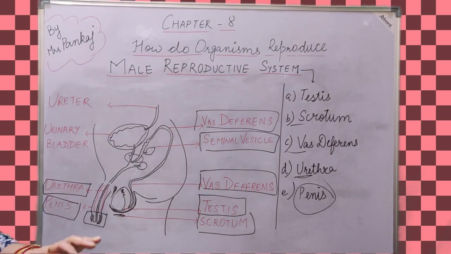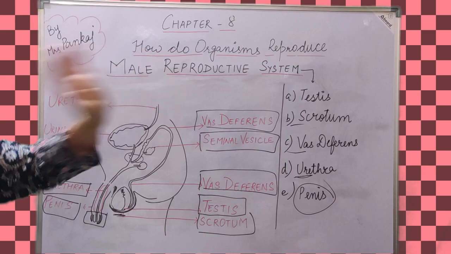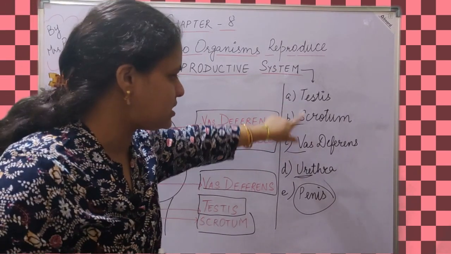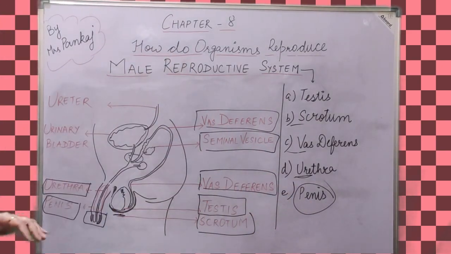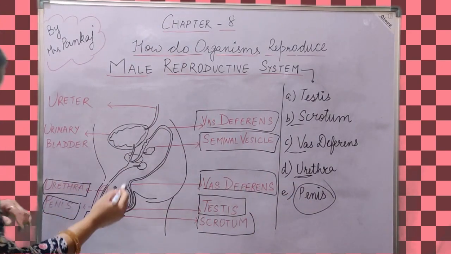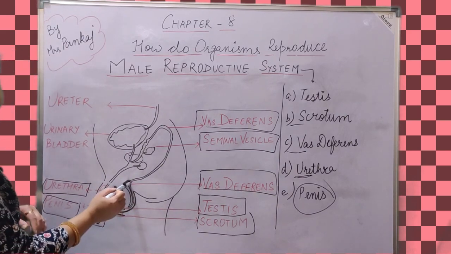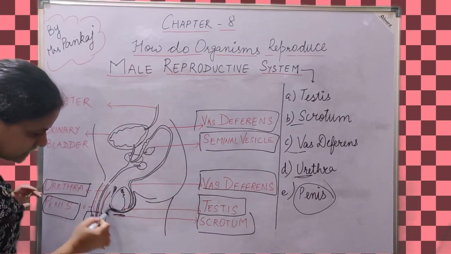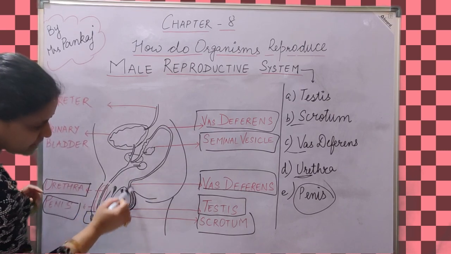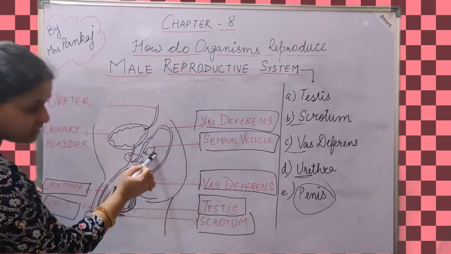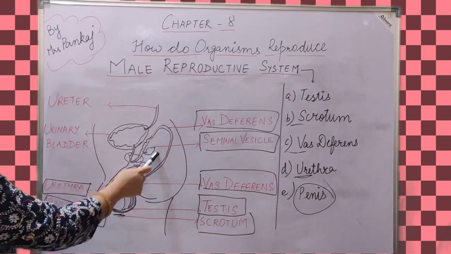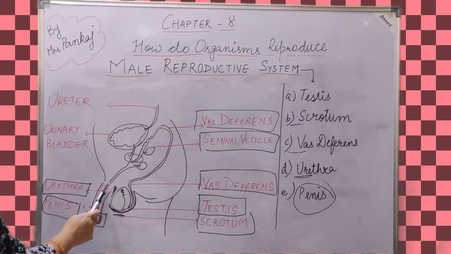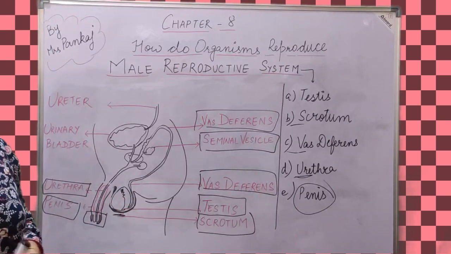This is all about the male reproductive system. Let's have a look at this again. Testes, scrotum, vas deferens, urethra and penis. Let's study it with a flow chart. Starting from the testes, it produces sperm. Fine. Testis lies inside the scrotum. The sperm is carried by the vas deferens tube inside the seminal vesicle. The sperm is stored here for a short duration of time. Then it is carried by the urethra inside the penis, and then the penis moves out the sperm from the body. Fine.